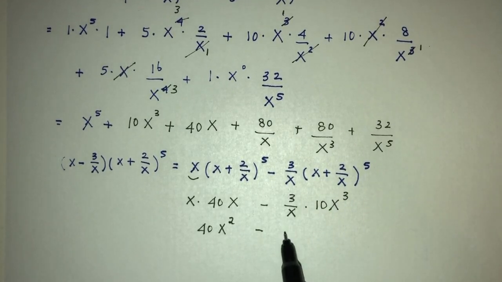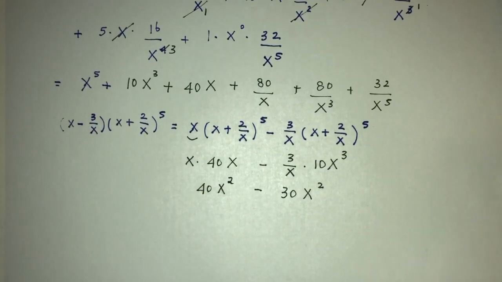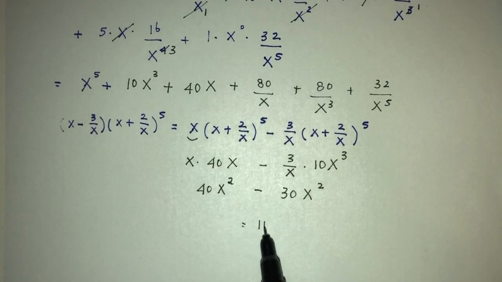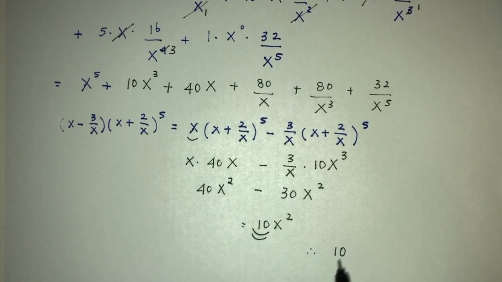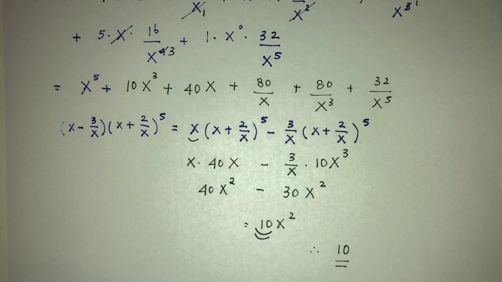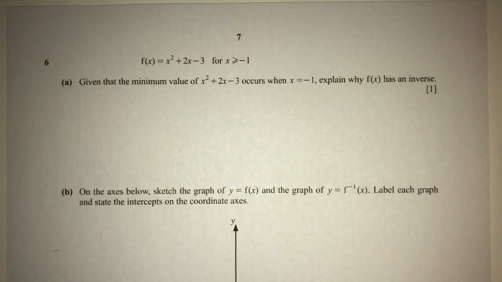That will be minus 30x squared. So 40 minus 30, that should be 10x squared. So the coefficient will be 10. So your answer will be 10 as the coefficient of x squared. That will be question number 5. Move on to question number 6.